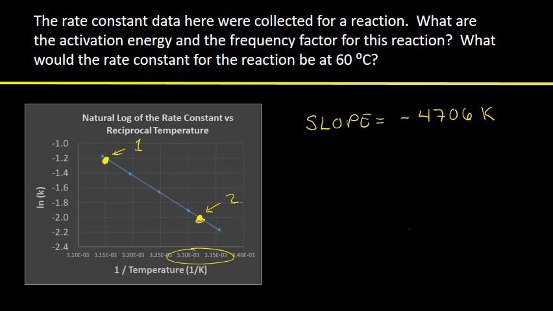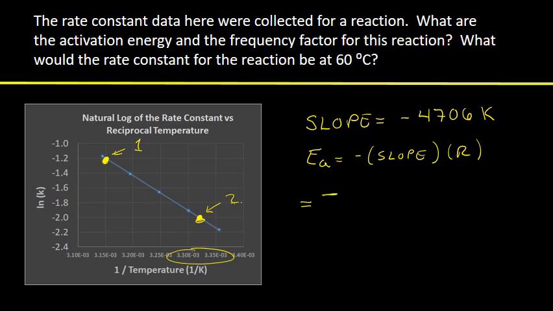Okay, so the slope that we got here was negative 4,706 Kelvin, but that's not our final answer. Remember from a little bit ago, we said the activation energy is equal to negative slope times R. So the activation energy is negative 4706 Kelvin. Oops. What did I do there? See where I made my mistake?